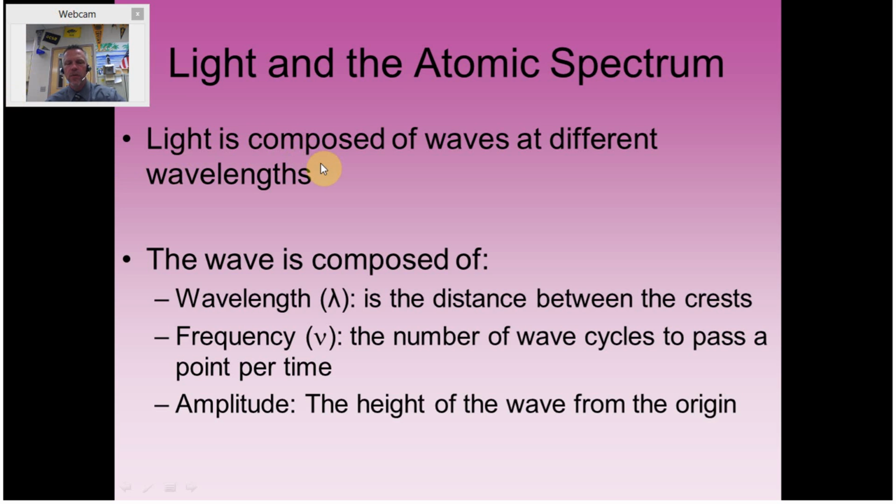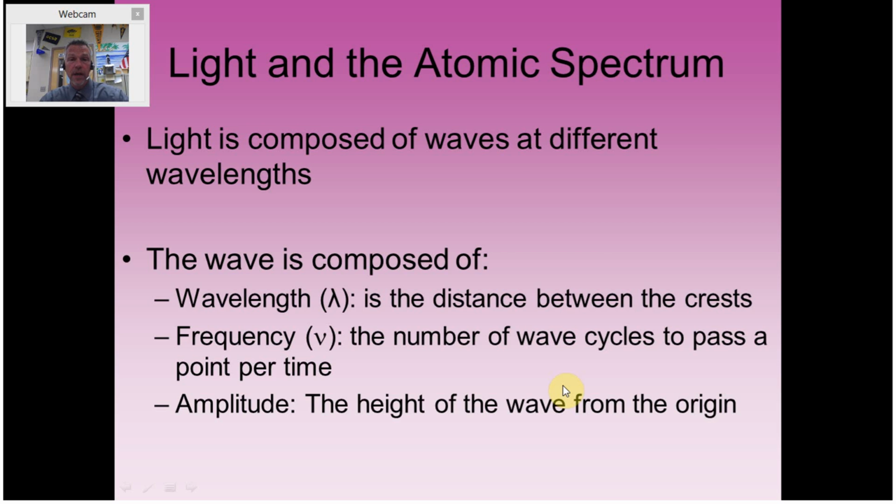Okay, so light is composed of waves, and these waves have different wavelengths, and we're going to find out what that means in a sec. The wave of light has three characteristics. It's got a wavelength, which is the distance between crests, and I'll show you a picture in a sec that helps you understand that. Then it's got a frequency. In other words, how quickly will a complete wave move past you if you're observing it? And then amplitude, or the height of the wave from the origin.